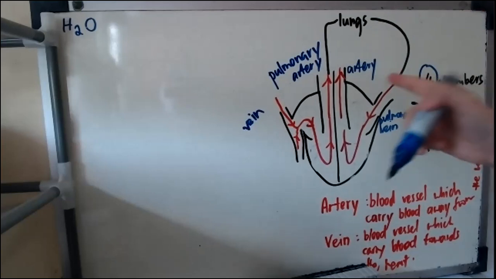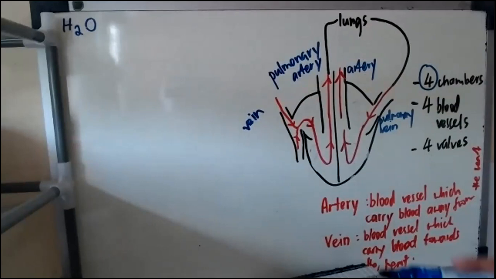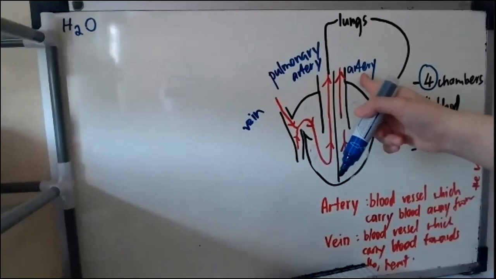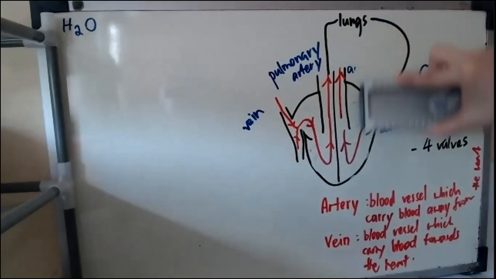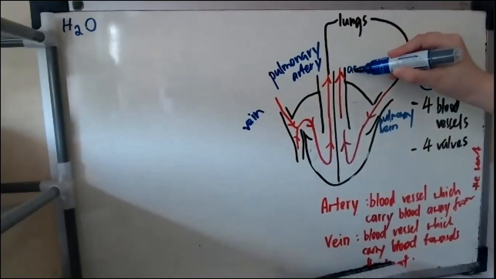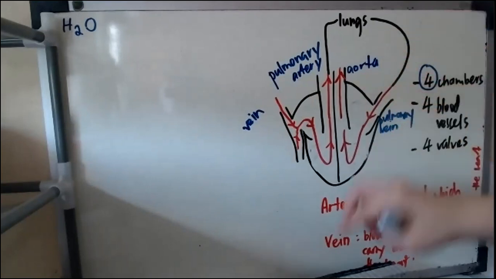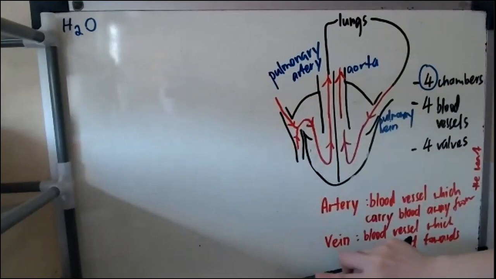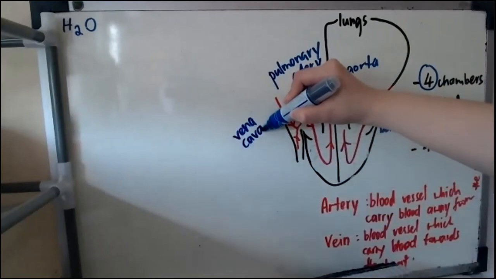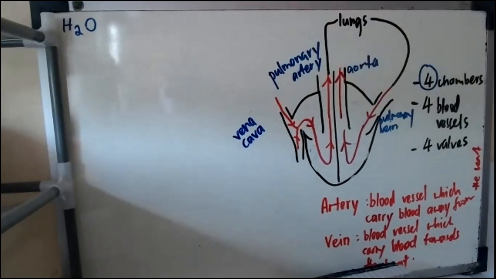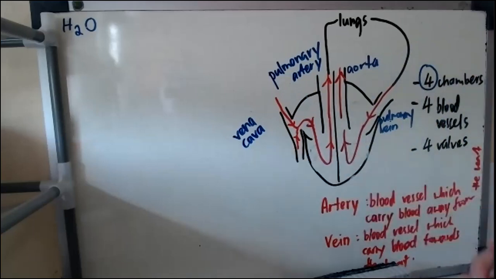Okay, that leaves us with the other two, the artery and the vein. This happens to be the largest artery in the whole body, and this happens to be the largest vein in the whole body, so it has a special name. We call it the aorta. It still starts with A, although there's no 'artery'. And this one still starts with V, vena cava. Okay, so these are the main four blood vessels: the pulmonary artery, aorta, pulmonary vein, and vena cava.